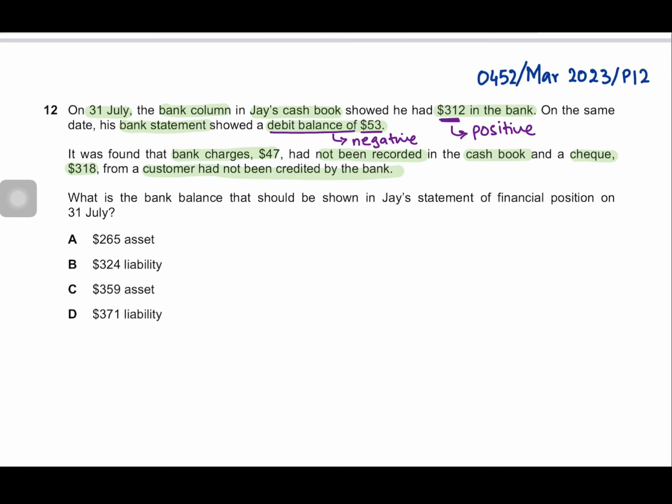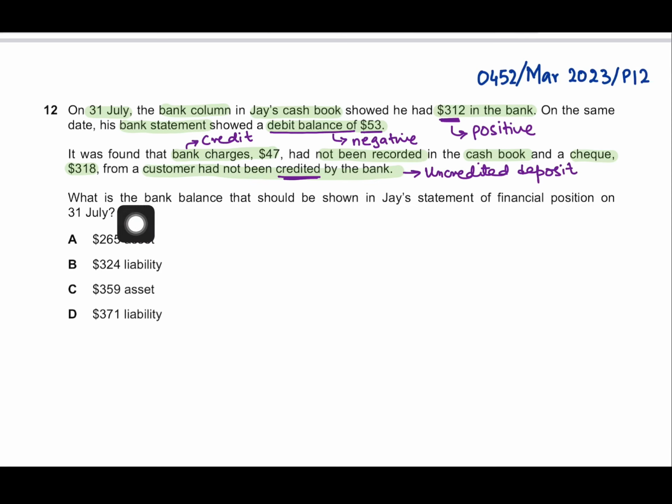Okay, so we know that bank charges are recorded in the cash book to update the cash book, and on which side? On the credit side. And a check 318 from a customer had not been credited by the bank. Is this an unpresented check or uncredited deposit? Had not been credited by the bank means this is an uncredited deposit, right? It's important that we first identify the items so that we know how they are adjusted.